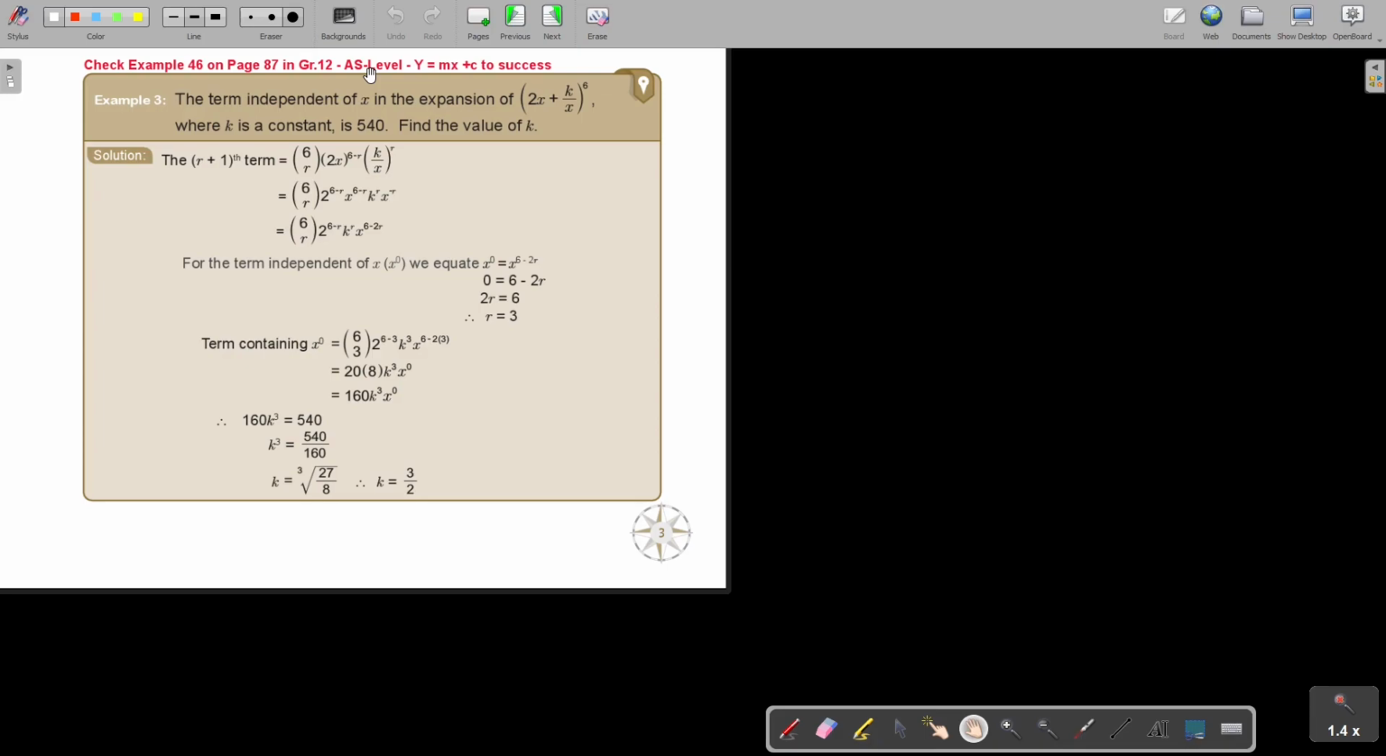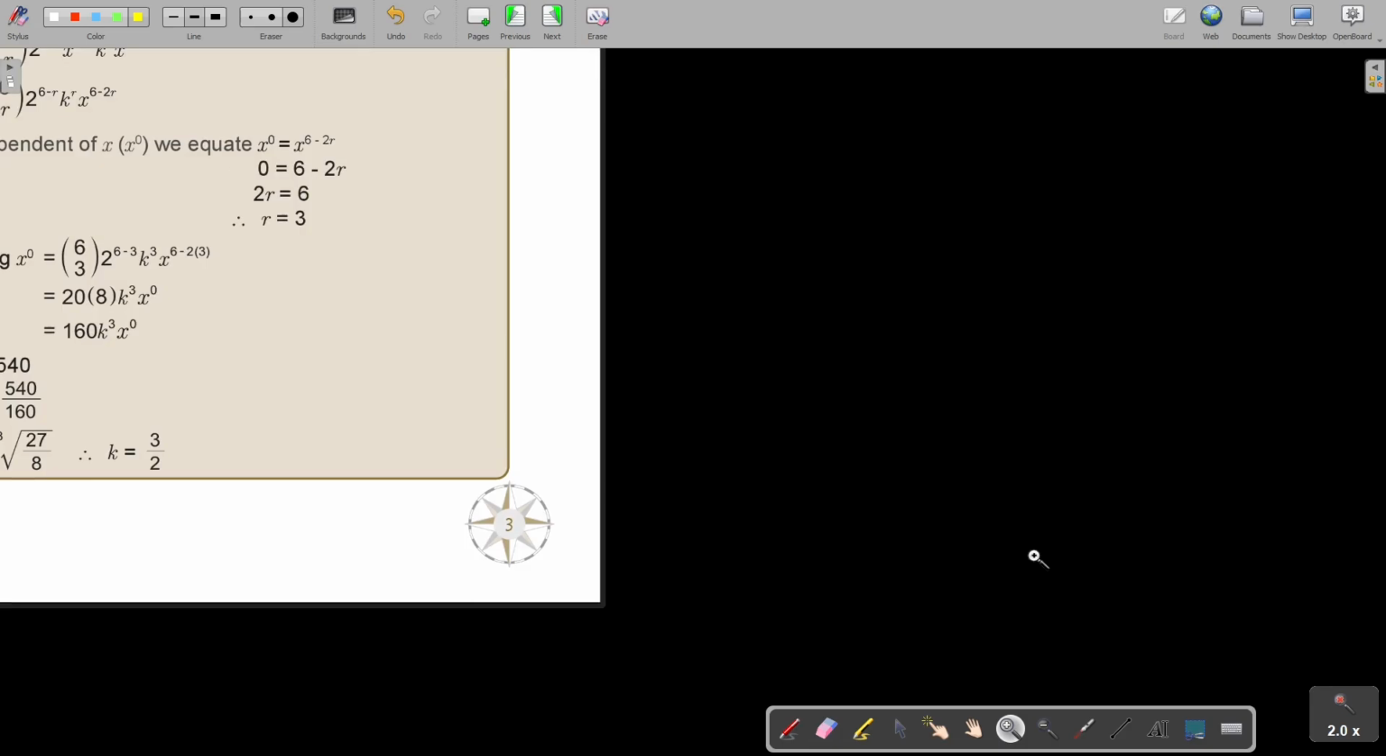Okay. So in this one, they talk about the independent, the constant term. So the term independent of x in the expansion of this, where k is a constant, is 540. Now remember, independent means it's x to the power of 0. Okay, so it's just a value. There's no x in the term. So find the value of k. So it's more or less the same. I'm just going to make it bigger.